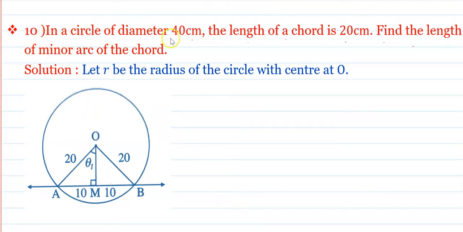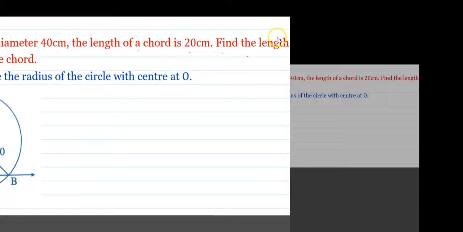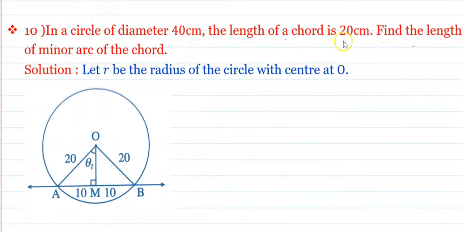In a circle of diameter 40 centimeter, the length of a chord is 20 centimeter. Find the length of minor arc of the chord. AB is the minor arc. We want to find out its length. The diameter of the circle is 40 centimeter. Therefore, its radius is 20 centimeter. Length of chord is 20 centimeter. Okay, this is the 20 centimeter.